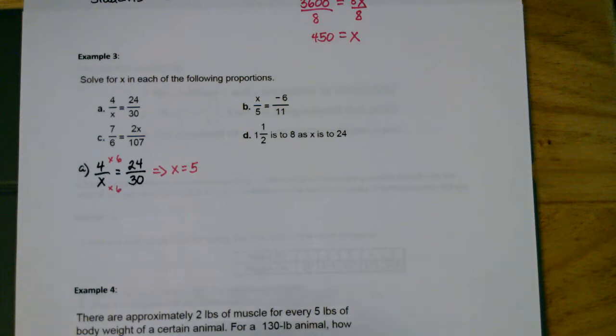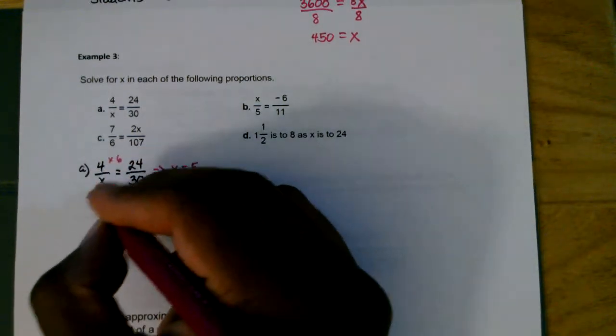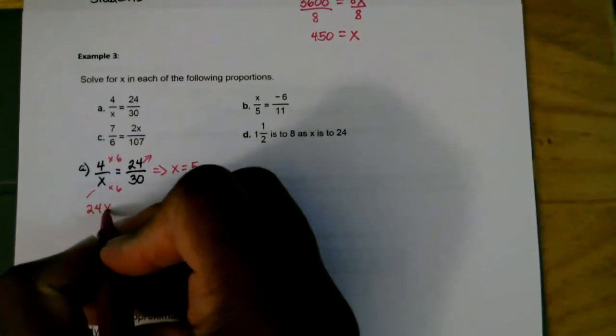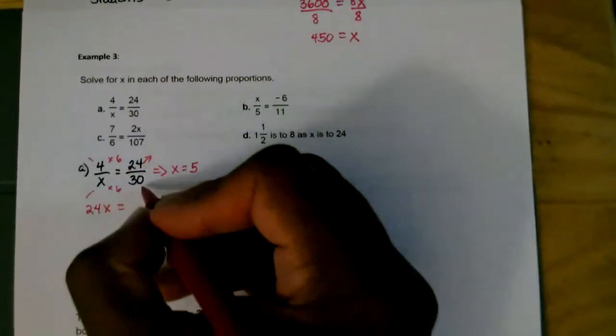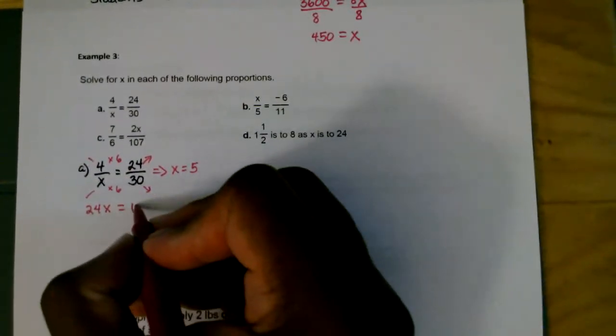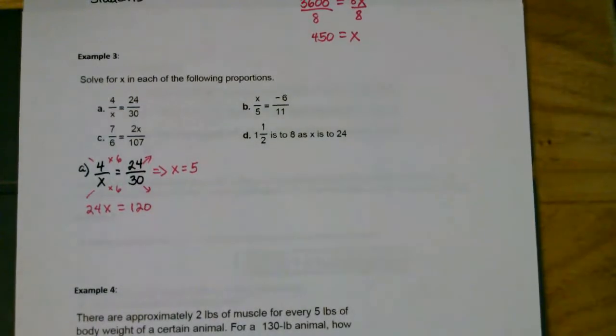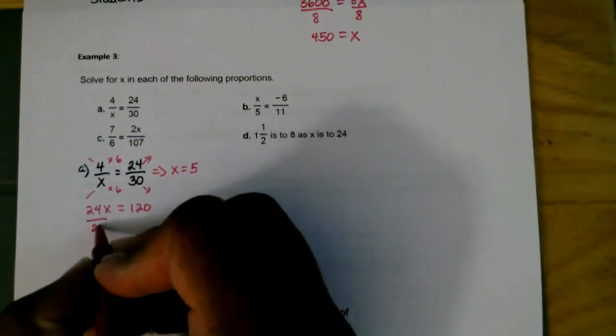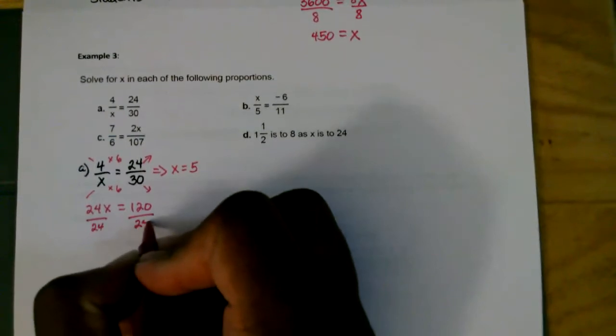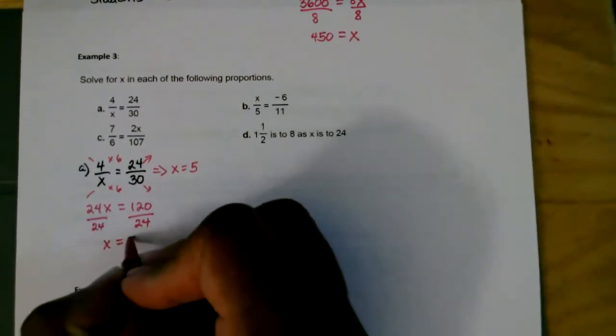Now you can do the cross multiplication method by doing this. X times 24, that'd be 24x. That's equal to 4 times 30, which is 120. So 24x is equal to 120. Divide both sides by 24. That would mean x is equal to 5.